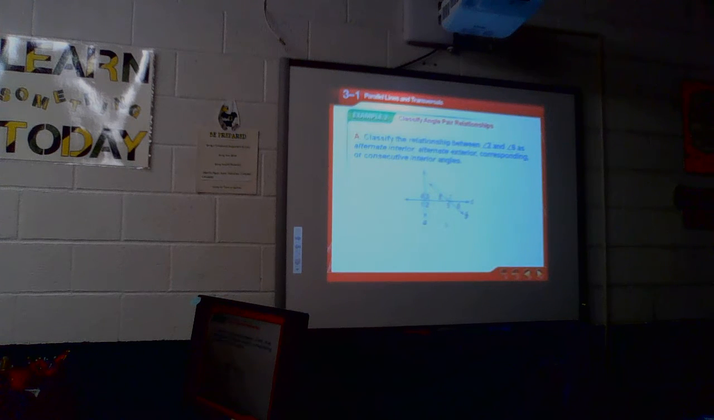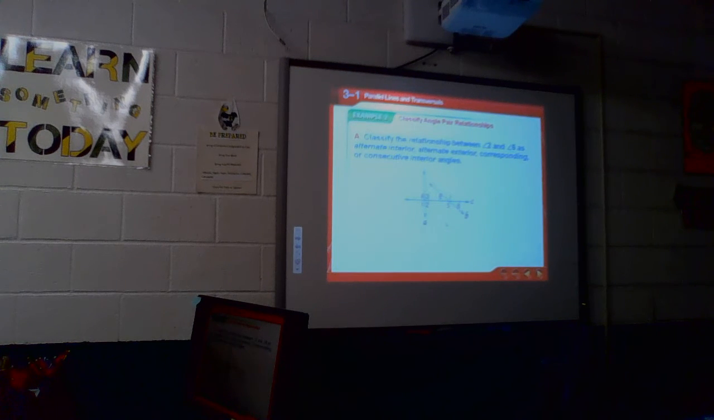Consecutive interior. So, maybe a trick question, maybe not. Are consecutive interior angles linear pairs? No. So, consecutive interior angles are, what's the word we could say? If consecutive interior angles, so we'll talk about that on Monday though.